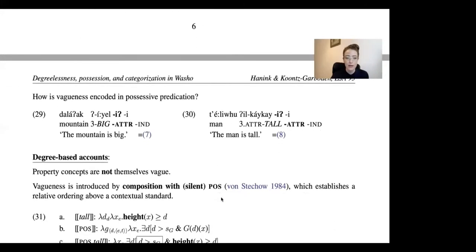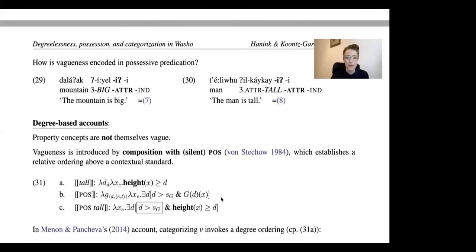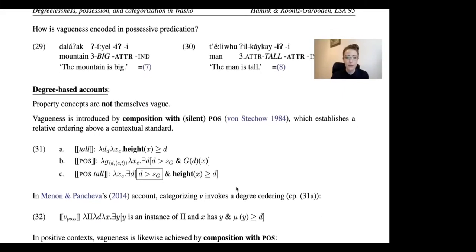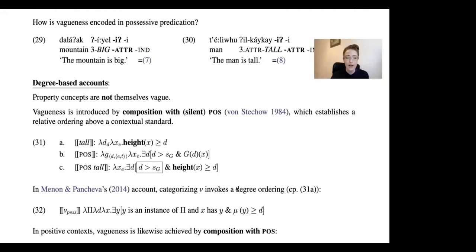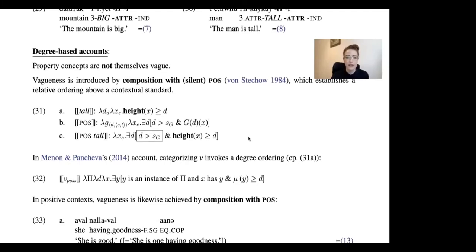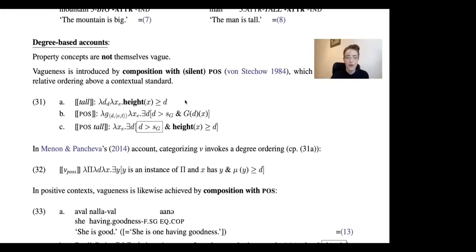Well, here we can create the contrast that has been proposed in order to account for this in traditional work on property concepts. First, on degree-based accounts, property concepts are not themselves vague, and instead vagueness is introduced by composition with pos. Now, pos establishes a relative ordering above a contextual standard. So while a degree ordering is built into an adjective like tall to begin with, this is not context sensitive, and it's rather pos that introduces the context sensitivity, stating that the height of a particular individual must exceed that contextual threshold.